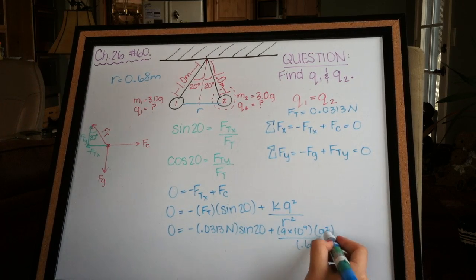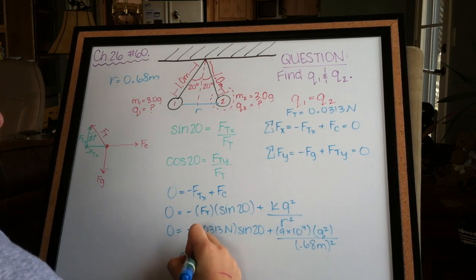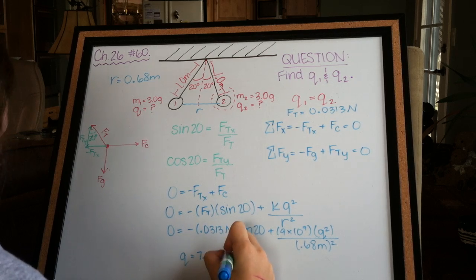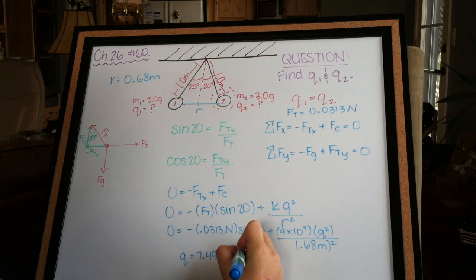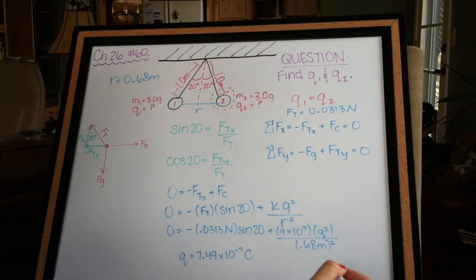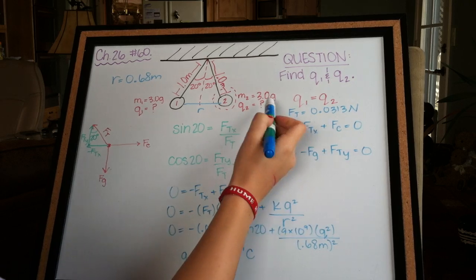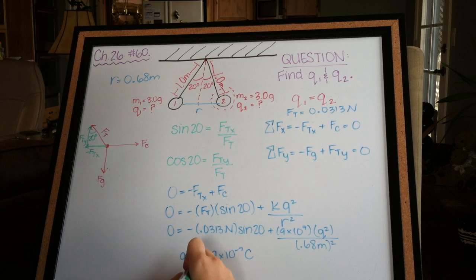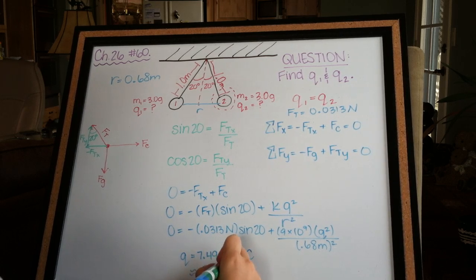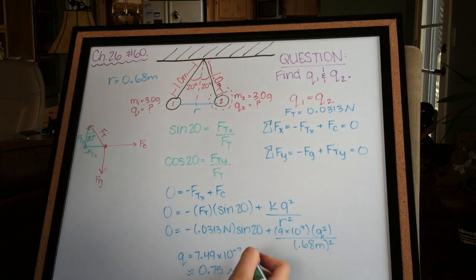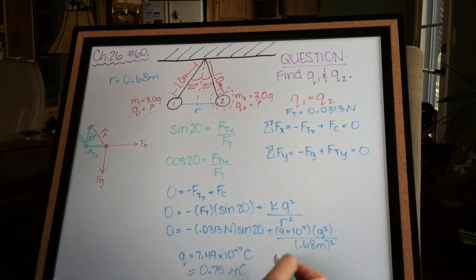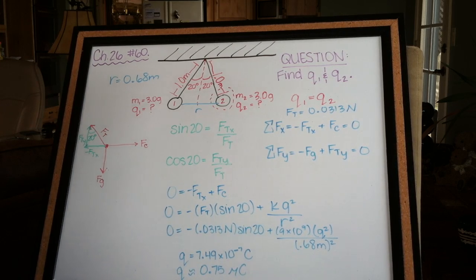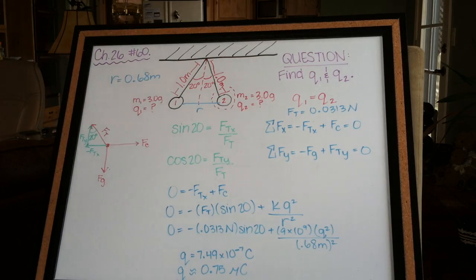Now, solving for q, we get 7.49 times 10 to the negative 7th coulombs. After looking at this, we know that we only have two significant figures. So it's going to be 0.75 microcoulombs because we have a negative 7th, which turns out to be micro. So Q is equal to 0.75 microcoulombs.